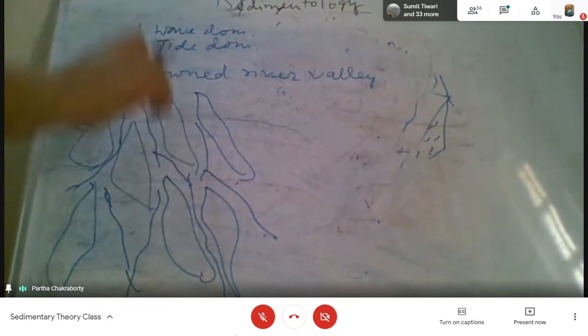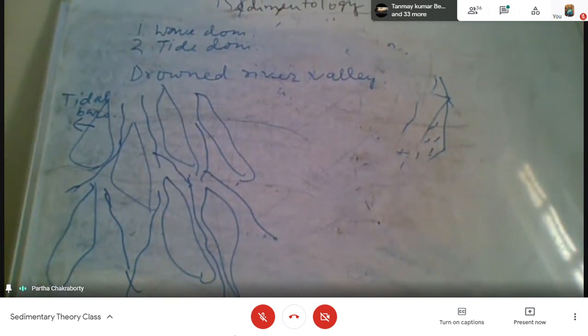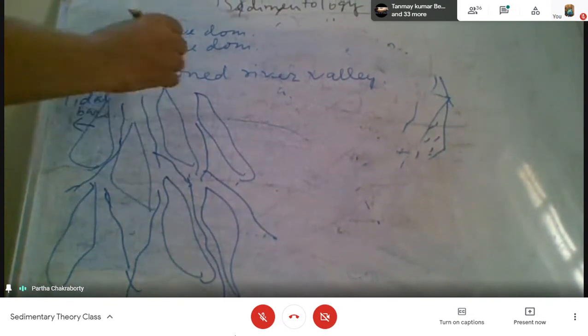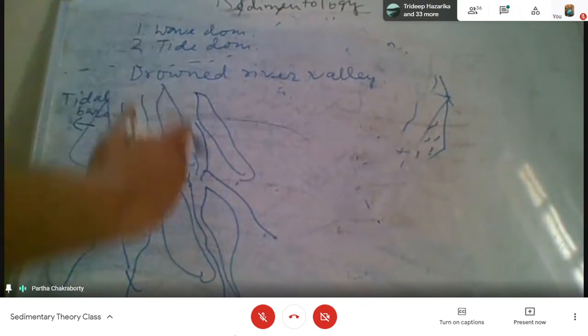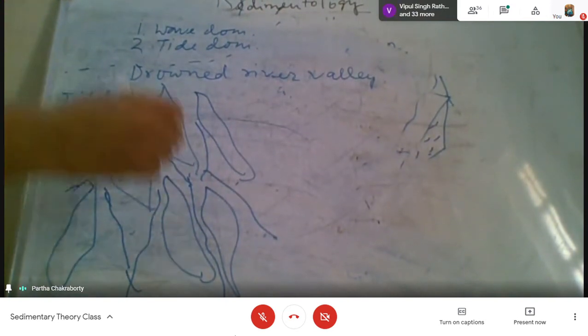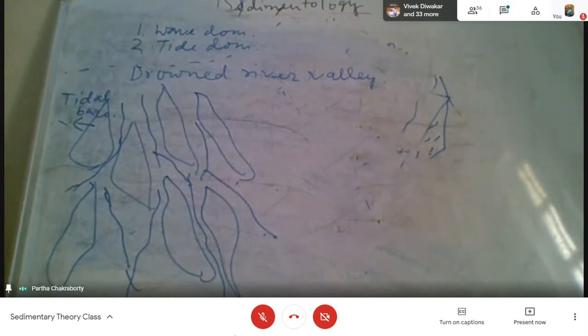They are elongated bars, and they are at a high angle. If you see, the Indian coastline goes like this, and the bars are at a very high angle to the coastline. So this is actually the tidal dominated coastline.